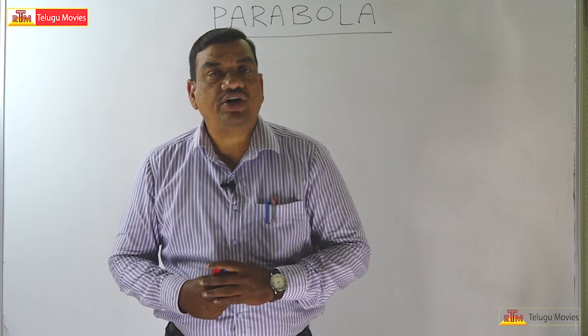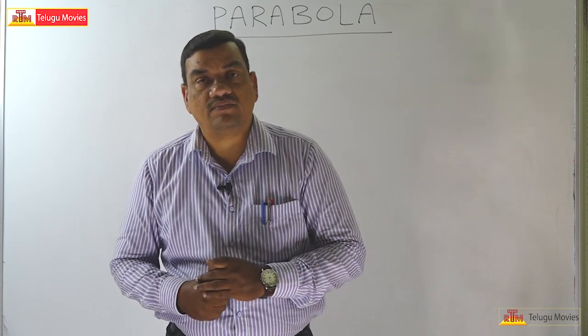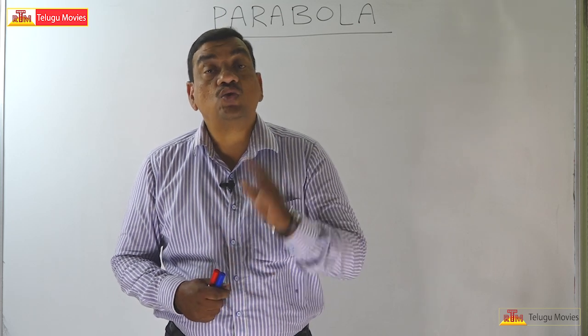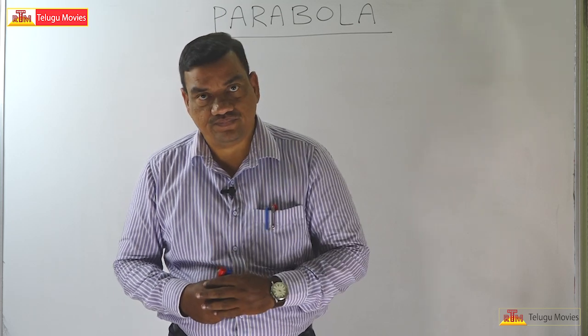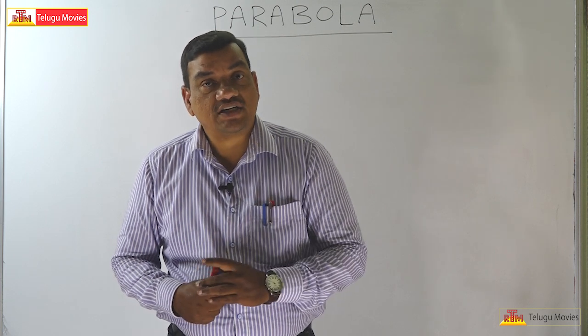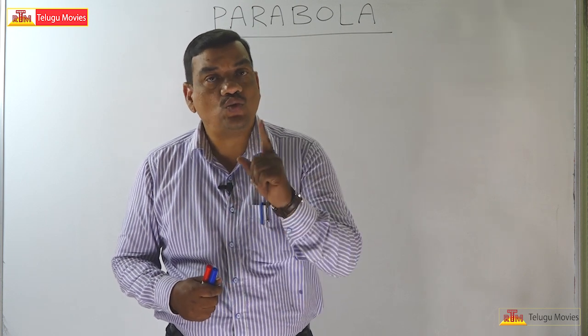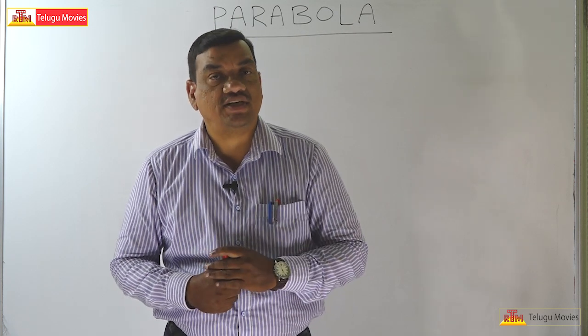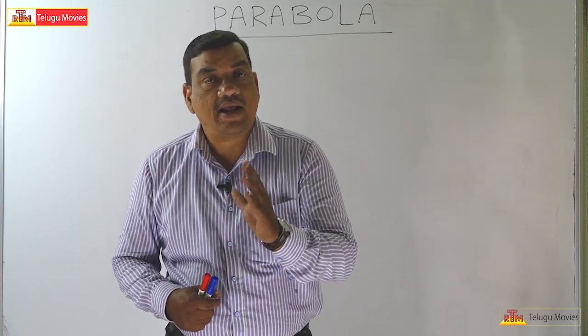So now in this video, I am going to explain about a conic section whose eccentricity is 1. A conic section whose eccentricity is 1. The name of that conic section is called a parabola.